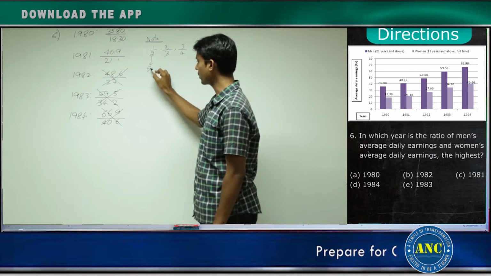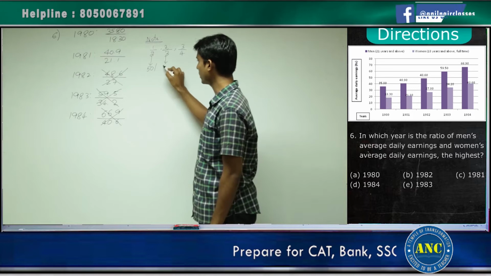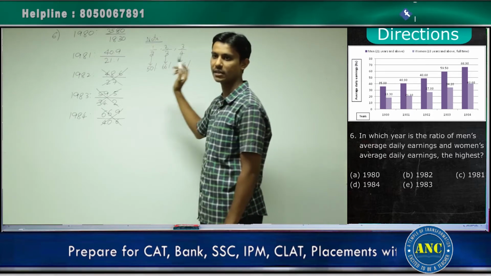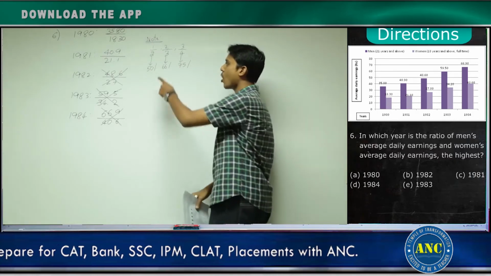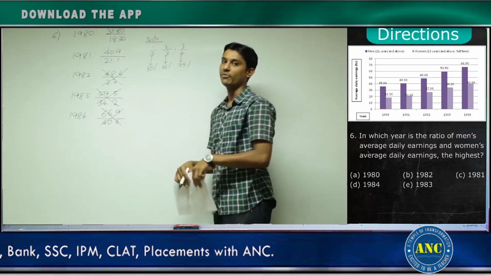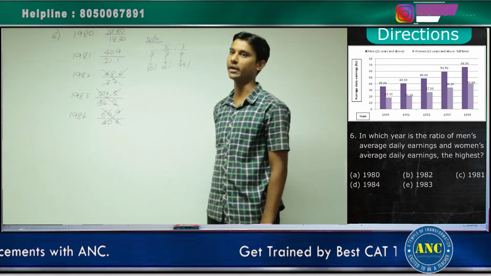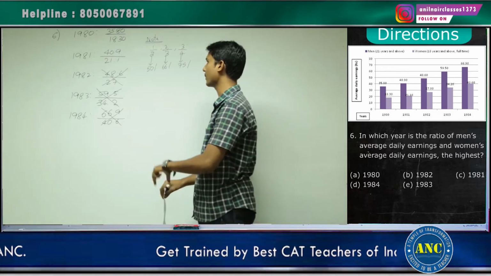1 by 2 is nothing but 50%. 2 by 3 is 66%. 3 by 4 is 75%. Among these three fractions, which is the highest value? 75%. How to identify it? Listen to this. It's a very, very simple logic.